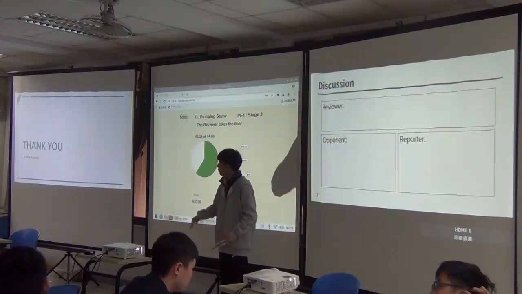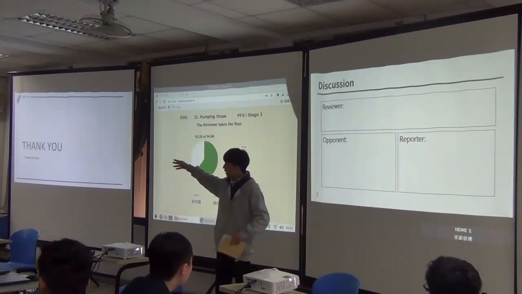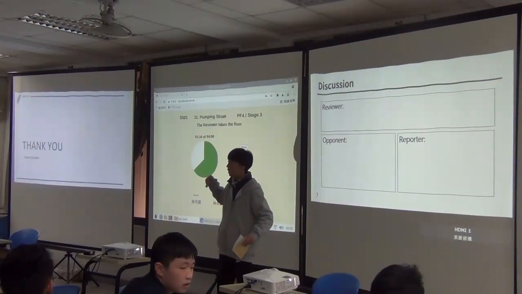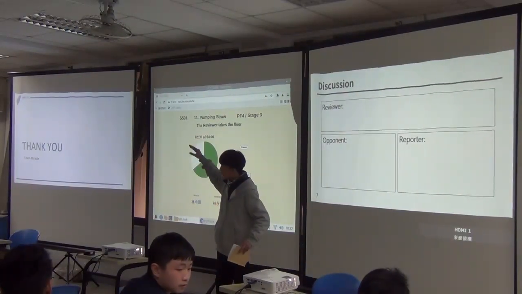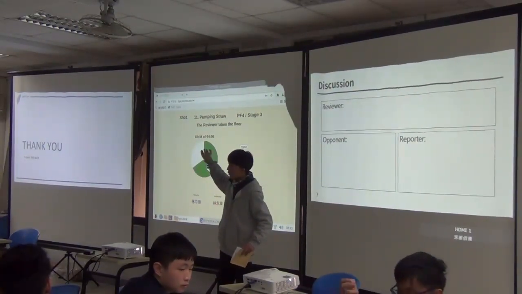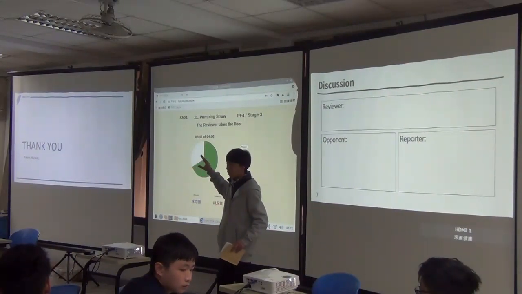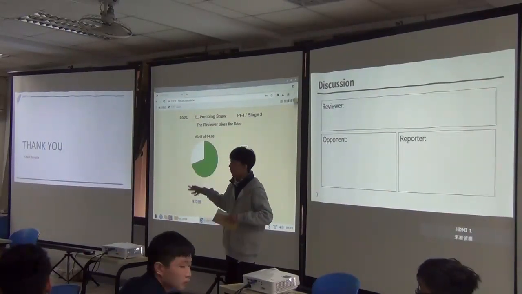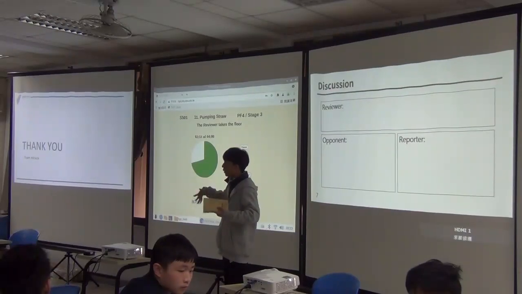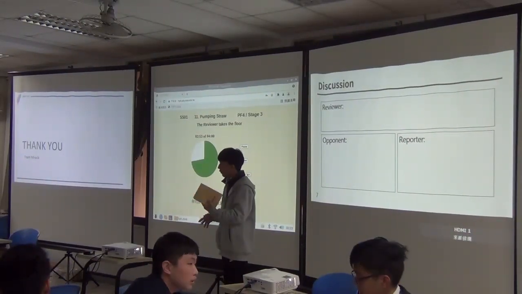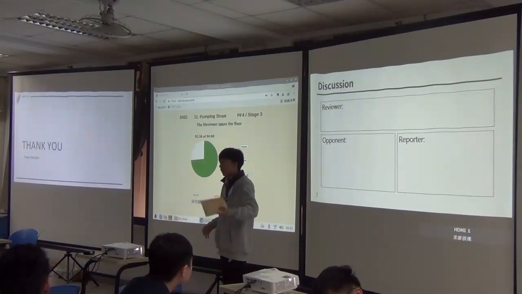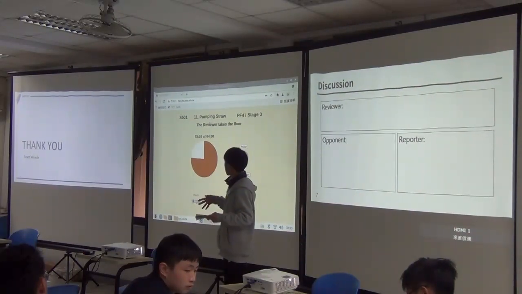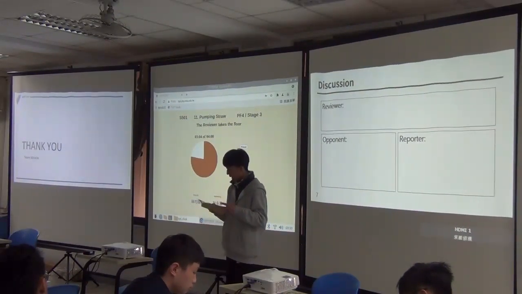And I asked them some questions too. I asked them, if the tube length is not the same, then what will happen? And the reporter said that the side with the longer length will have less mass rate. And I agree with the reporter. And I also asked them, if we use a different straw, will it affect? And the reporter thinks not really, because the surface tension could be ignored. Okay.